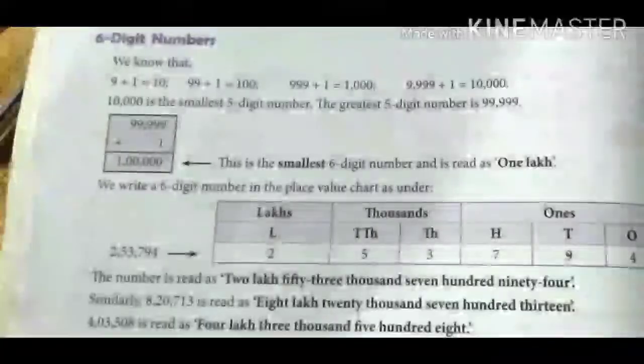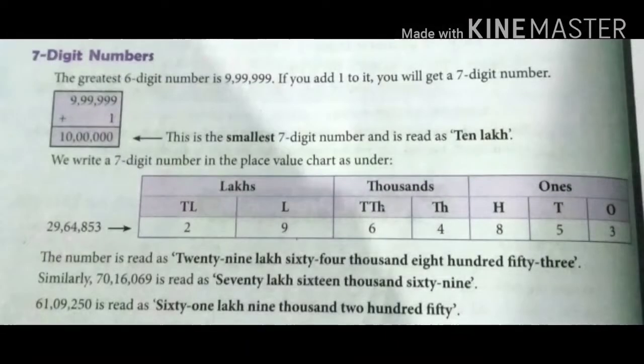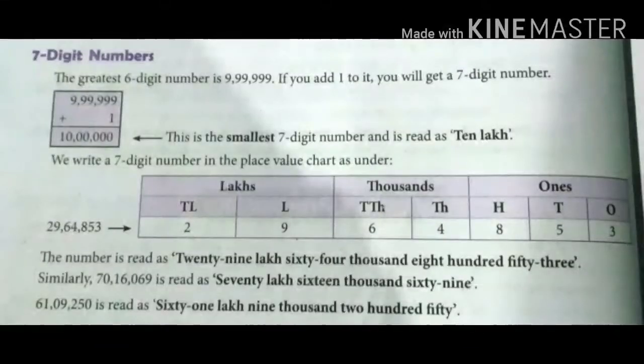Then we see 7 digit numbers. When we add 1 to the greatest 6 digit number to get the smallest 7 digit number, that means 9,99,999 plus 1 equals 10 lakh. 10 lakh is the smallest 7 digit number.